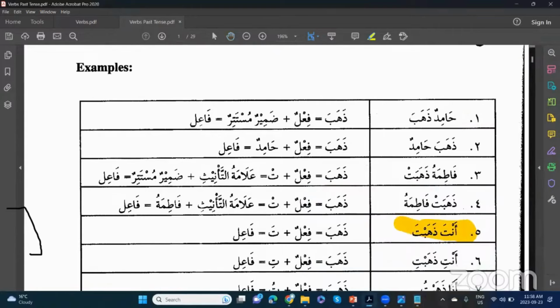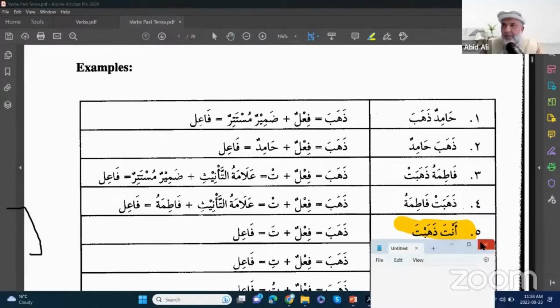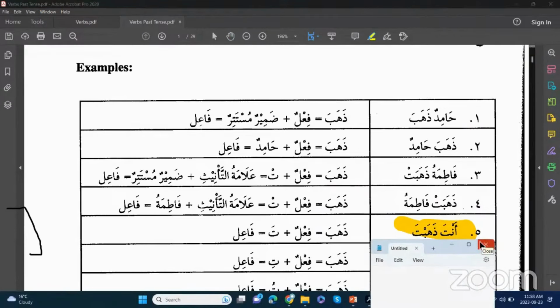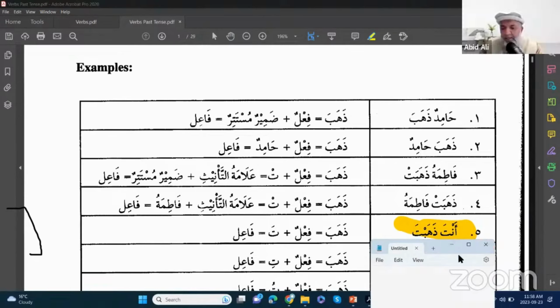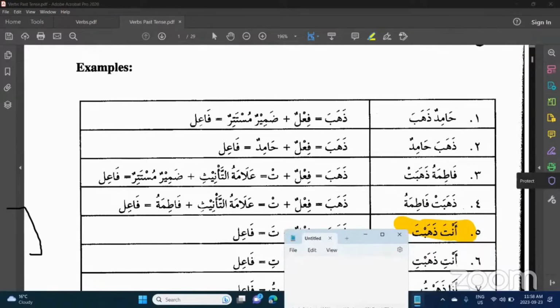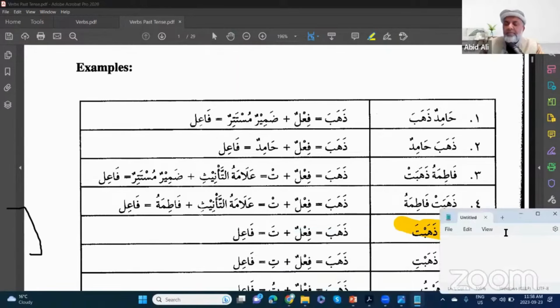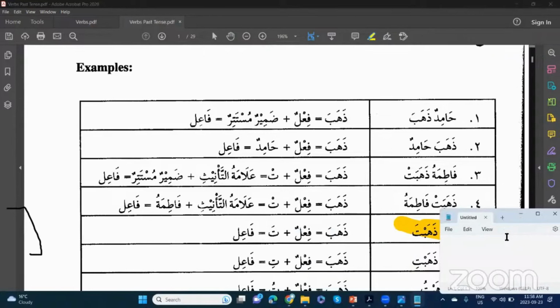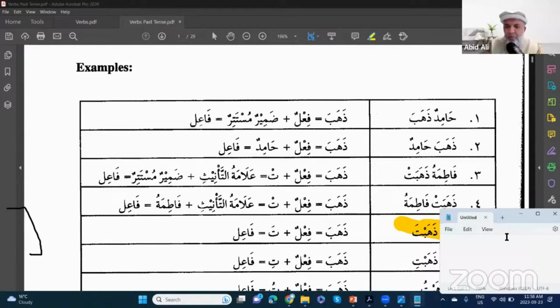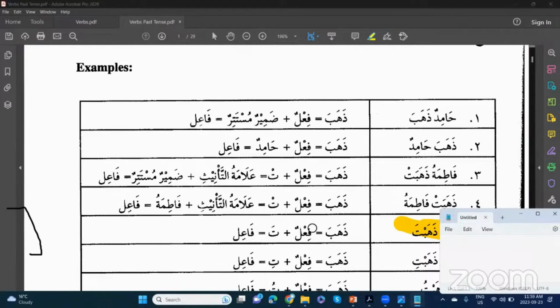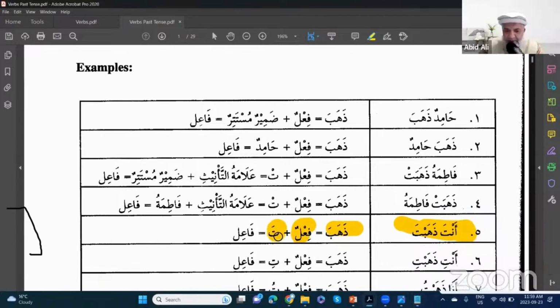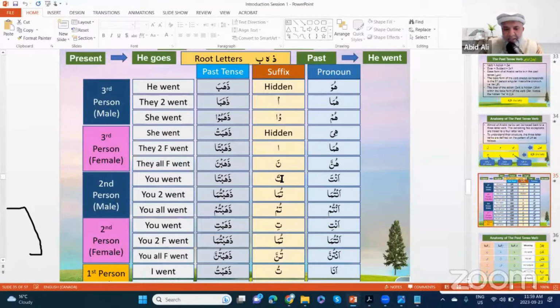Okay. So what I was trying to say, anta zahabta is nominal or verbal? Nominal. Right. Now, if I say anti zahabti, what is that? Nominal. But if I just say zahabta, what does that mean? You went. Verbal sentence. But what is the pronoun here? The faail is ta. And what did we say over here? That the ta is the suffix.